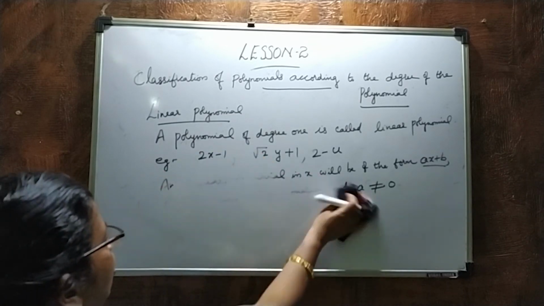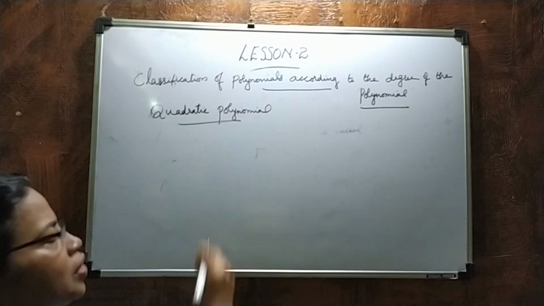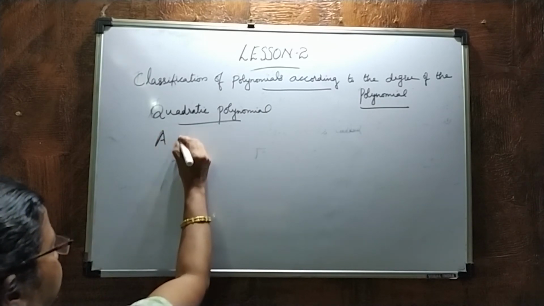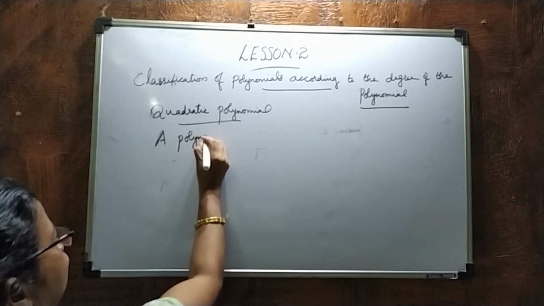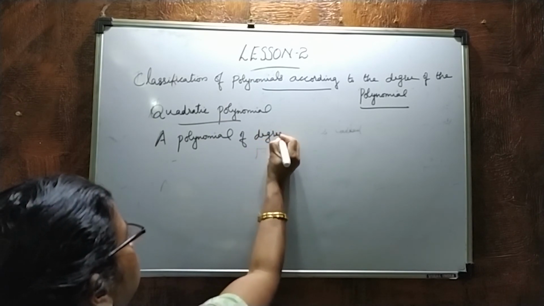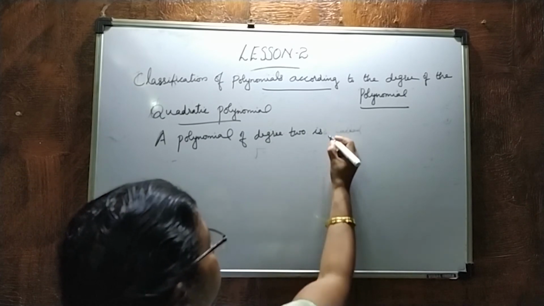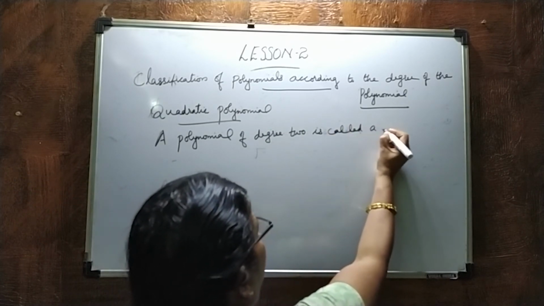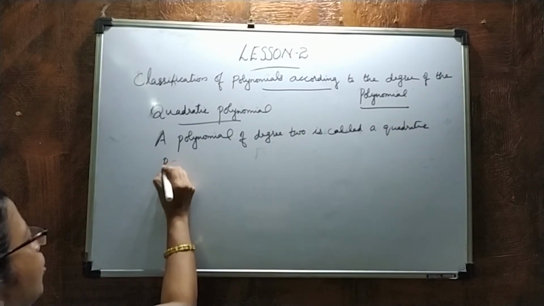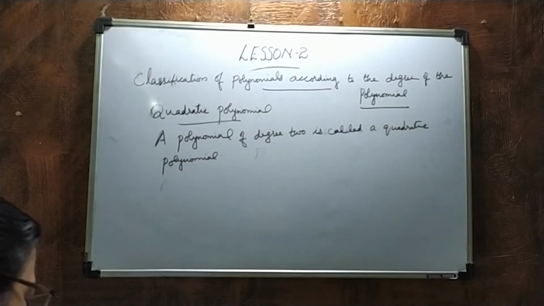Next one, quadratic polynomial. I told you the degree is 2. So we have to write the definition and examples also. A polynomial of degree 2 is called a quadratic polynomial. And the examples also you have to remember.